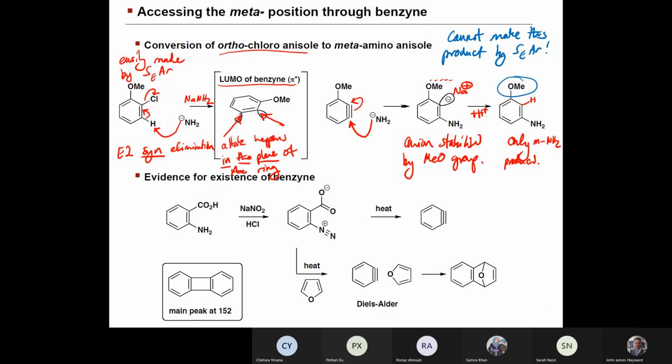So mechanistically, this all makes sense, though generation of an alkyne in a benzene ring sounds pretty peculiar. So how do we know that this is formed? Well, here is a different strategy for making a benzyne. You take an ortho amino acid here, and then you use diazotization conditions.